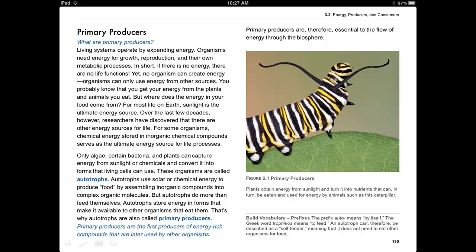So we're looking at organisms that we call autotrophs. Autotrophs are organisms that can produce energy either from sunlight or from chemicals. And not only can they produce their own food, but they can provide food for other organisms that eat them. And so that's why they're called primary producers.